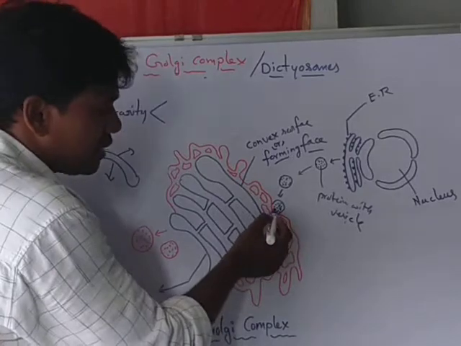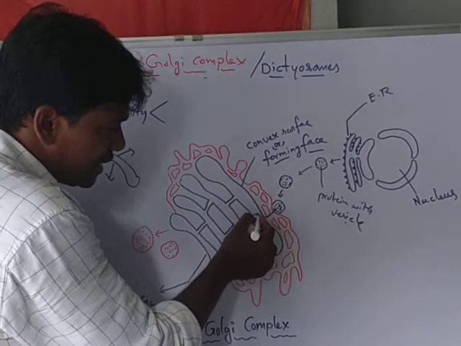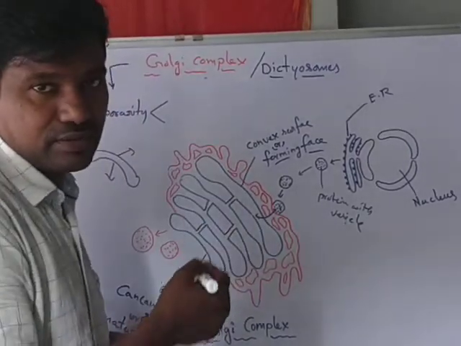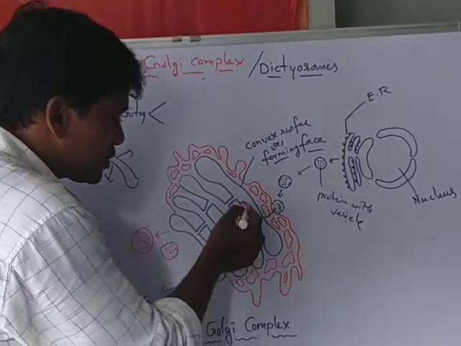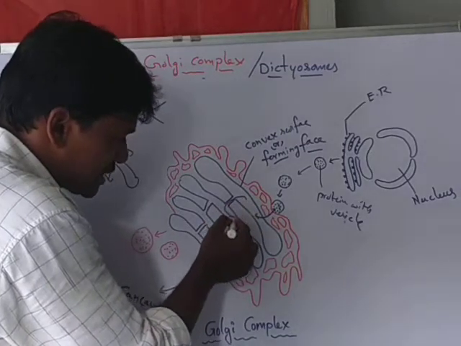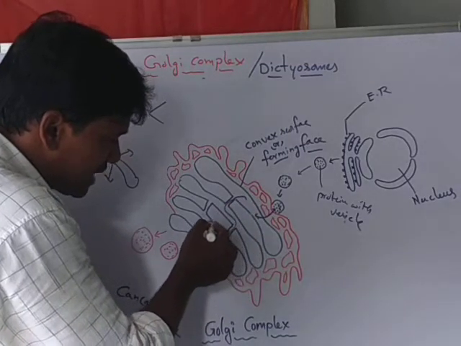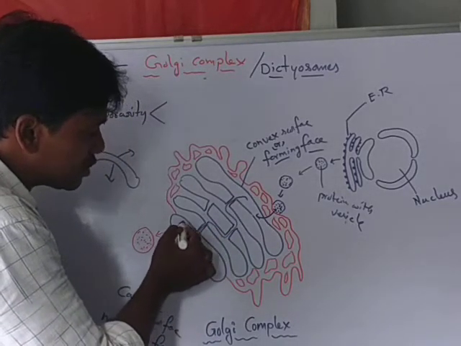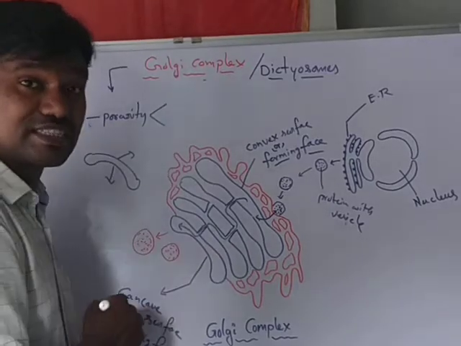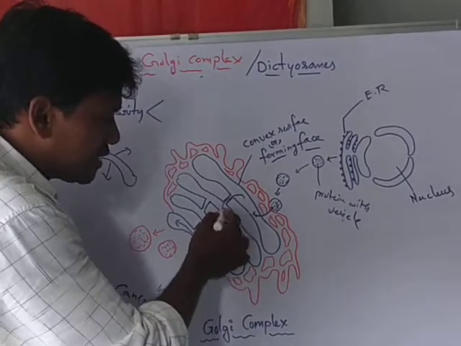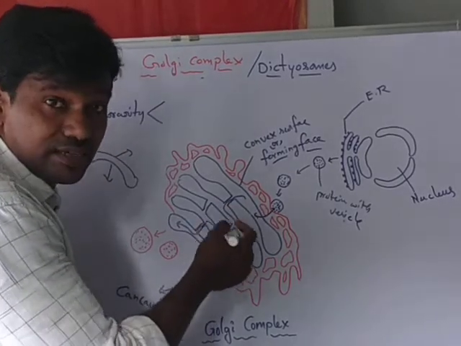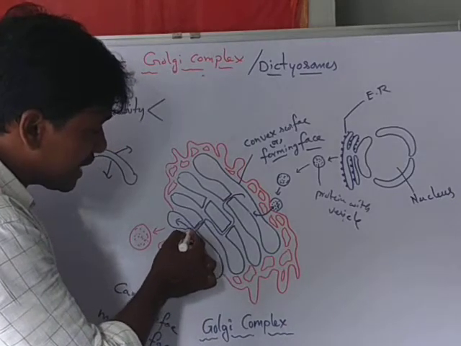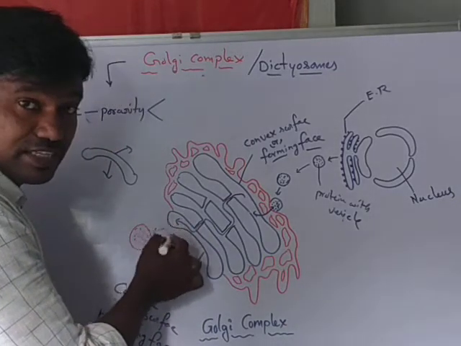When the substance enters the cisternae, the modifying will continue. During the modification, the substance will move like this, from one cistern to another, and finally it will reach the swollen part of the cistern.